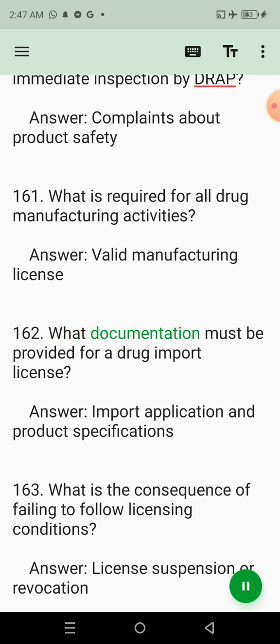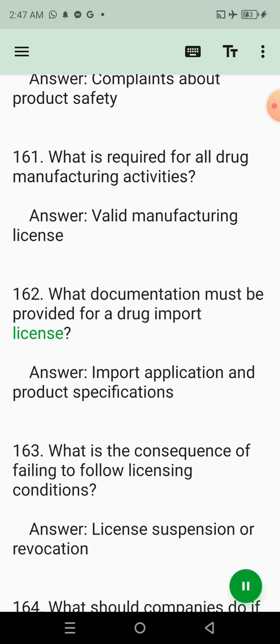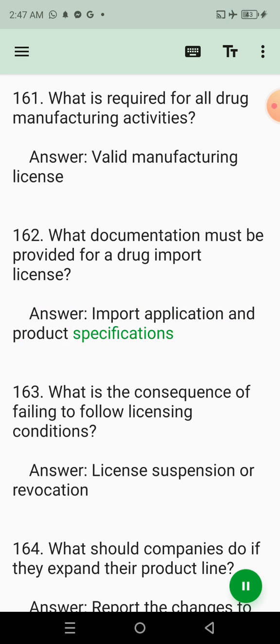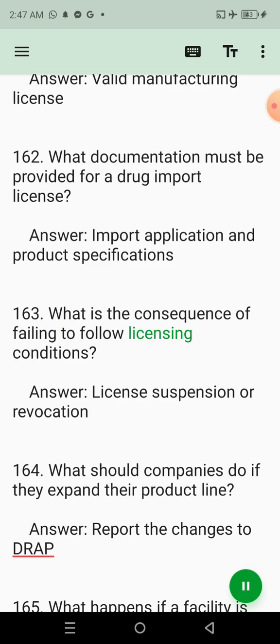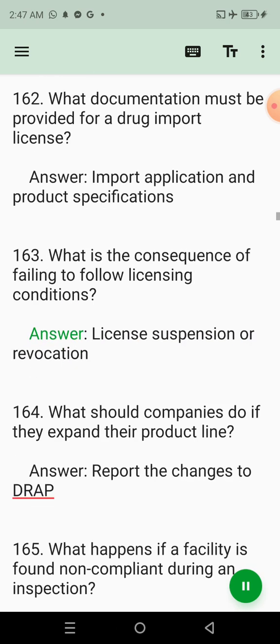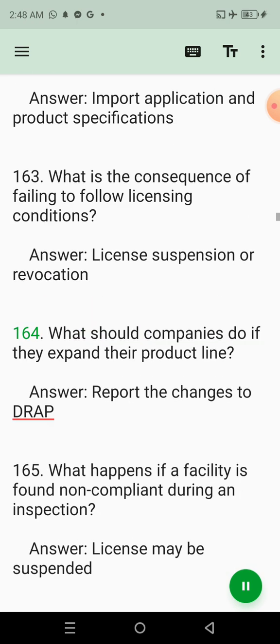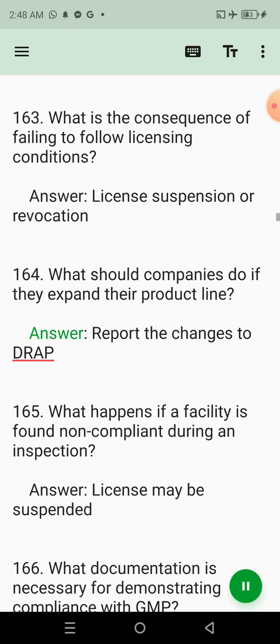162. What documentation must be provided for a drug import license? Answer: import application and product specifications. 163. What is the consequence of failing to follow licensing conditions? Answer: license suspension or revocation. 164. What should companies do if they expand their product line? Answer: Report the changes to DRAP.